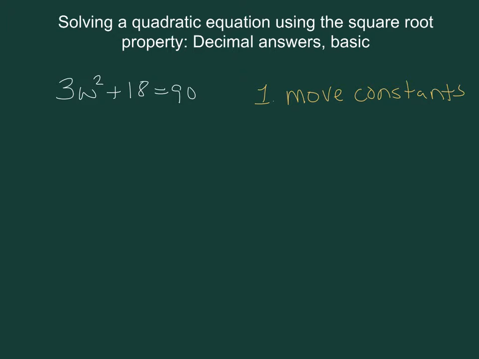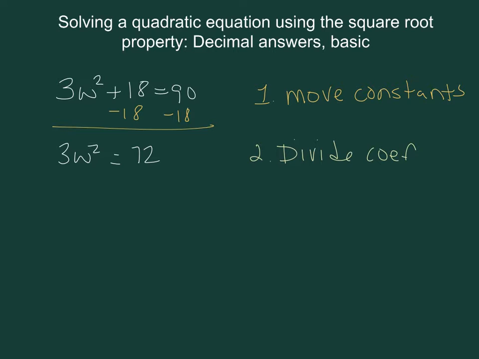Alright. So subtract 18, subtract 18. That's going to give us 3w squared equals 90 minus 18. What is that? 80, 70 plus 2, so 72. And now, in this case, step 2 is going to be divide by the coefficient. Let me get a different color there, sorry. So I divide by 3 since 3 is my coefficient. Boom. That gives me w squared equals 24.